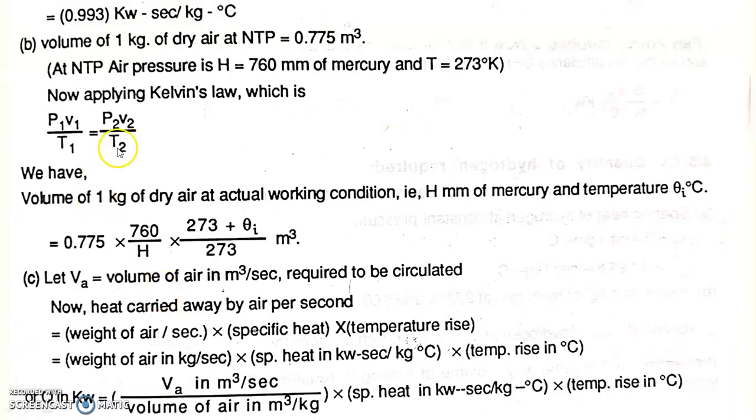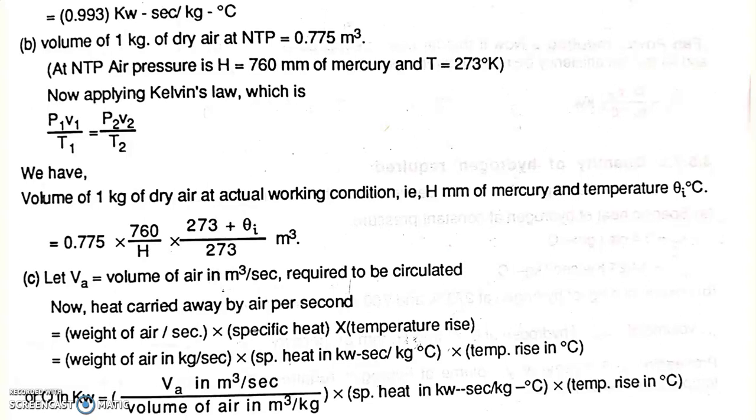Next, volume of 1 kg of dry air at NTP. NTP is normal temperature and pressure. Normal temperature is 273 degree Kelvin, and normal pressure H is equal to 760 mm of mercury, and the volume of 1 kg of dry air at NTP is 0.775 meter cube. It is nothing but a volume.